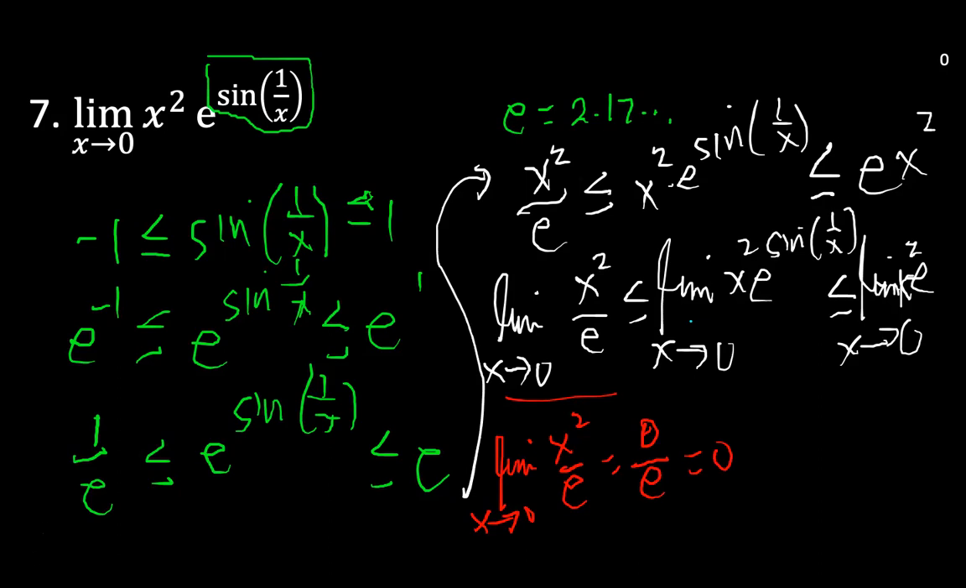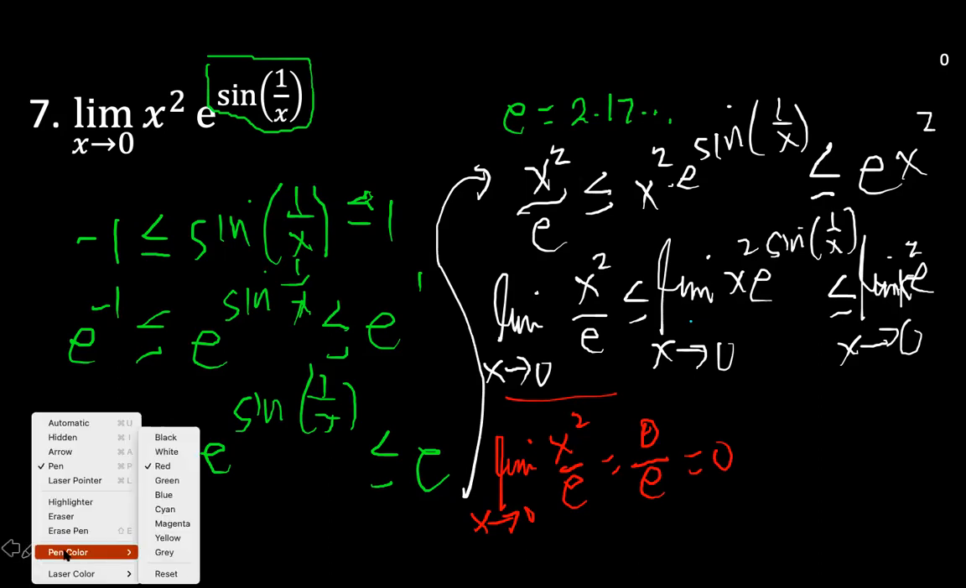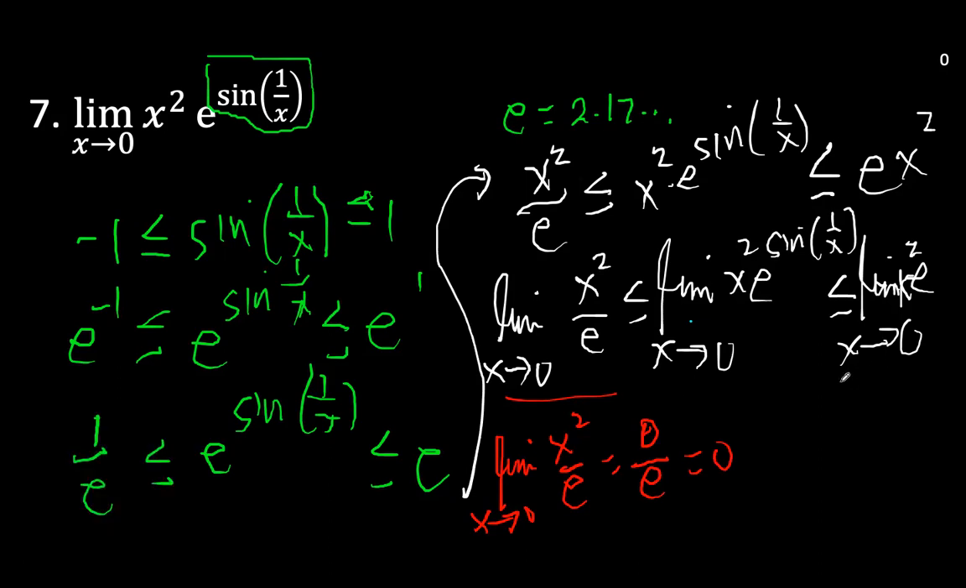Now let's take the limit on the right-hand side of the given inequality. Let's use blue. What's the limit of x squared times e as x approaches 0? The limit of x squared is 0, times the limit of e, which is e. And 0 times e is equal to 0.